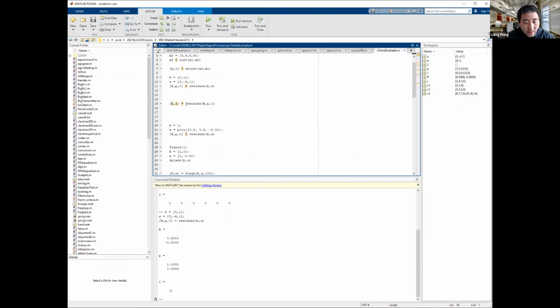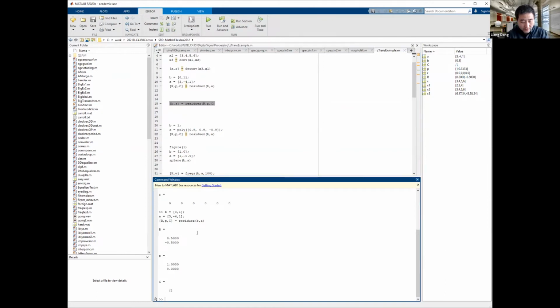The residuez can work both ways. If you have all these, the residues, the poles, and the quotient part, and using the same command, you can find out the coefficients B and A for the polynomials on the numerator and denominator of my function X. So let me do this so you can see.